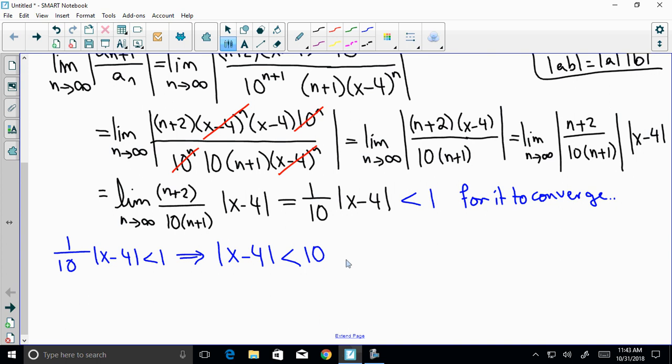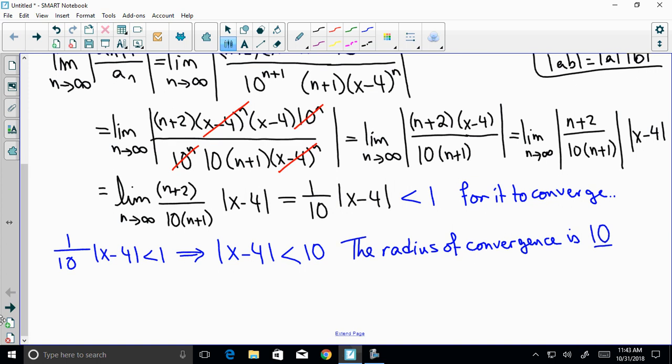From here, I get that the radius of convergence is how much? It's 10. So if they only ask for the radius of convergence, you find it this way. Look at this. I have not opened this up, right? It's just like that.